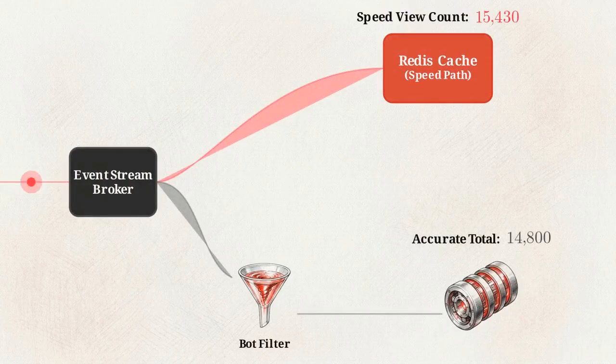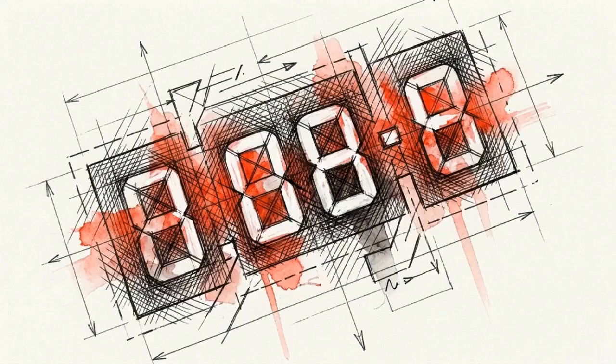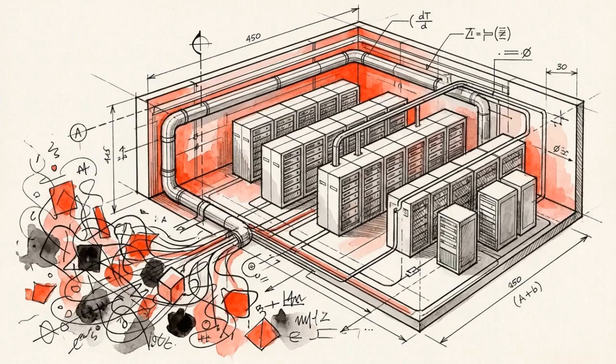To implement this, the architecture diverts view events into 2 paths. The speed path pushes events into a Redis cluster, providing a rapidly ticking view count. The batch path routes events into offline jobs, filtering bot traffic to write an accurate total. The number you see ticking upward on a viral video is technically a distributed lie. It is an intentional, mathematical approximation required to protect the core transactional databases from collapsing.